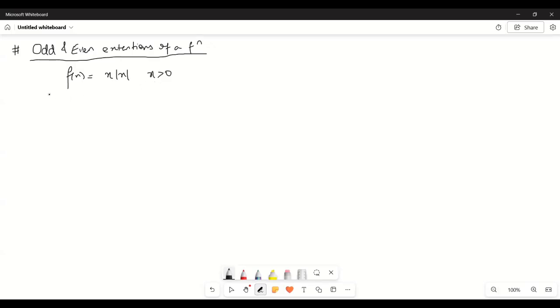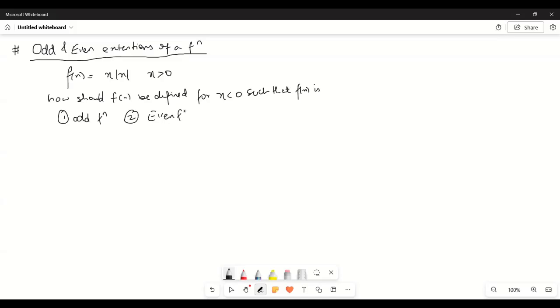Okay. And now we are asked to find out how should f(x) be defined for x less than 0 such that f(x) is an odd function, f(x) is an even function.